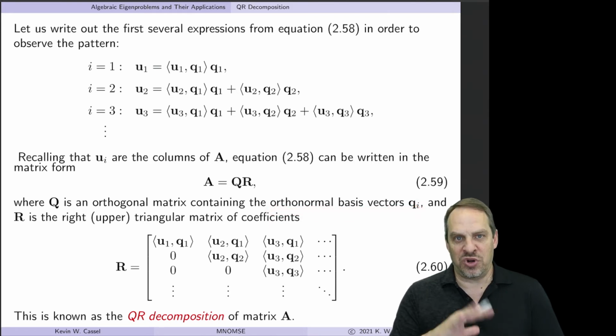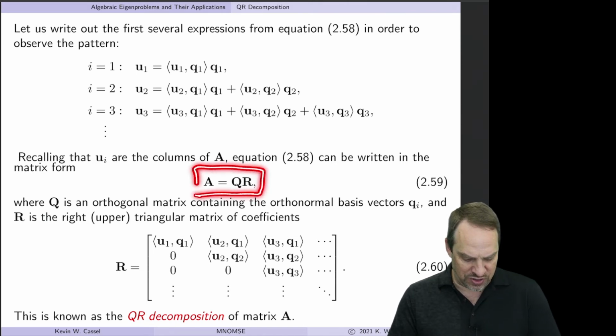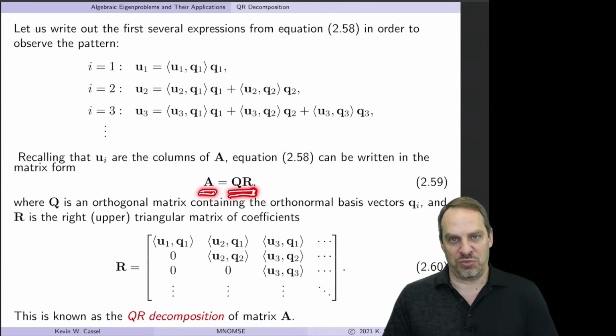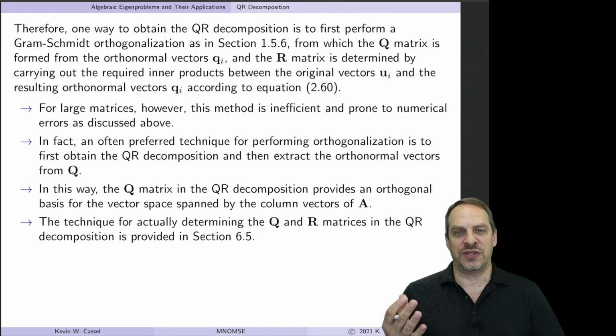So you may need to pause here and take a look at this to convince yourself that that is the case. But then that gives us our QR decomposition, which says that our matrix A can be decomposed into the product of 2 matrices, Q, which is an orthogonal matrix, and R, which is a right or upper triangular matrix. So as you can see, one way to actually get the QR decomposition is to first do a Gram-Schmidt orthogonalization.